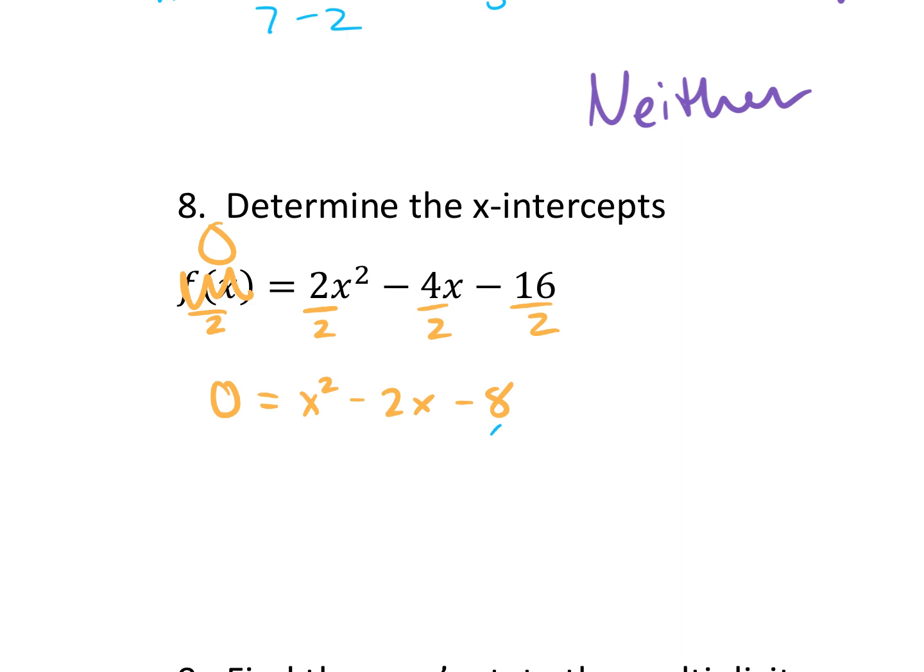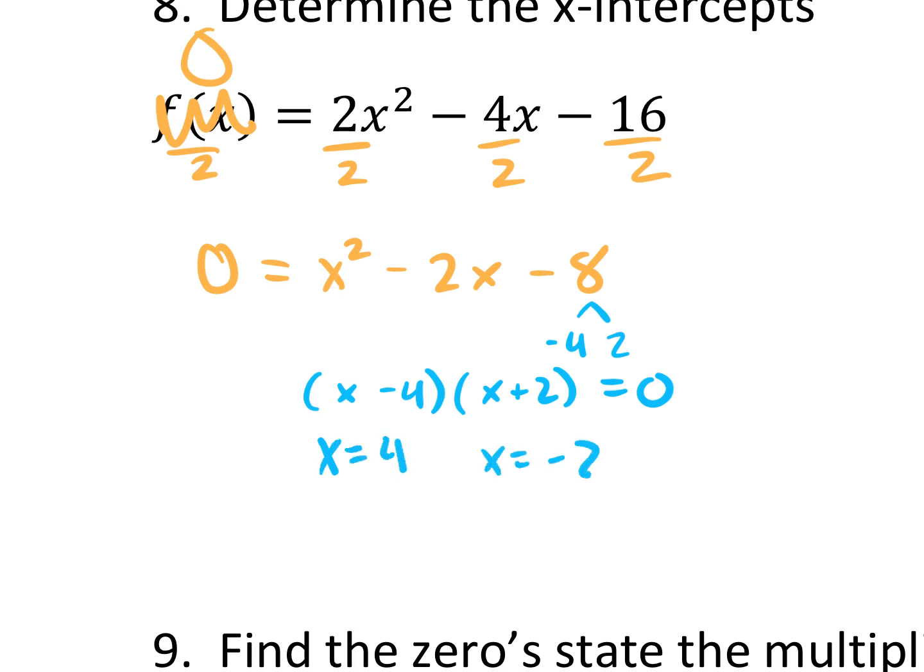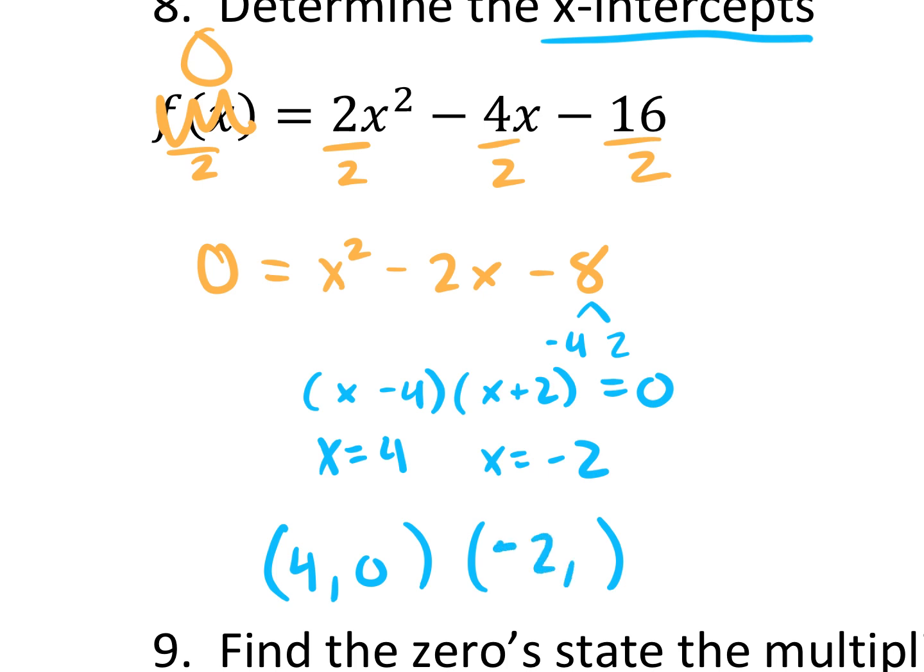Now we can factor. What are two factors of -8 that add to -2? -4 and 2. So this would be x minus 4 and x plus 2 equals 0. So x is equal to 4 and x is equal to -2 because we would just set both of them equal to 0. But to write my answer as x-intercepts, it would have to be (4, 0) and (-2, 0).